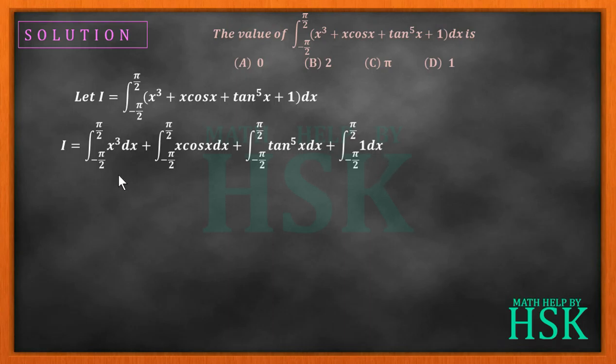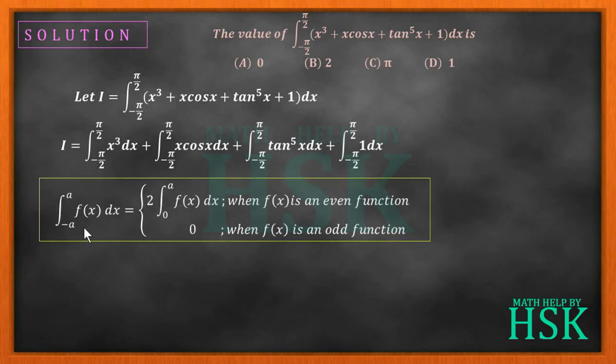Those who are familiar with the property of odd and even functions, and who can tell which function is odd or even, will find this question very easy, and it can be solved within seconds. But it is my duty to explain each and every question in detail, so I'm going to solve this question in detail. To solve it we require this property: f(x) dx from minus a to a is equal to twice f(x) dx from 0 to a when f(x) is an even function, and this definite integral would be equal to 0 when f(x) is an odd function.